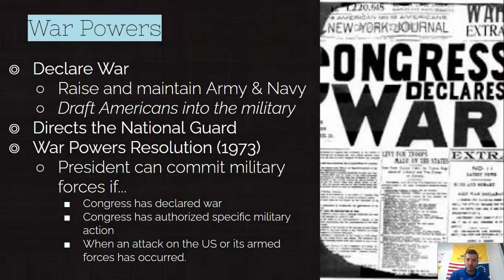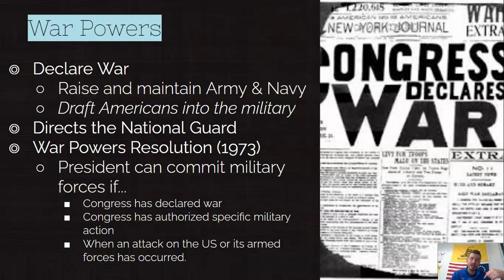War powers, again, we know that Congress declares war. That is not the job of the president. Again, because of the declaring war power, they can also raise and maintain an army and navy. That's separate, but it is also kind of included in there. Kind of a side power that they have because of declaring war is that they can draft Americans into the military. They also direct the National Guard.